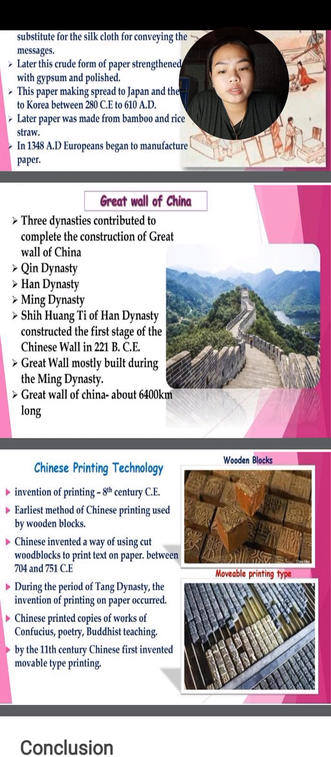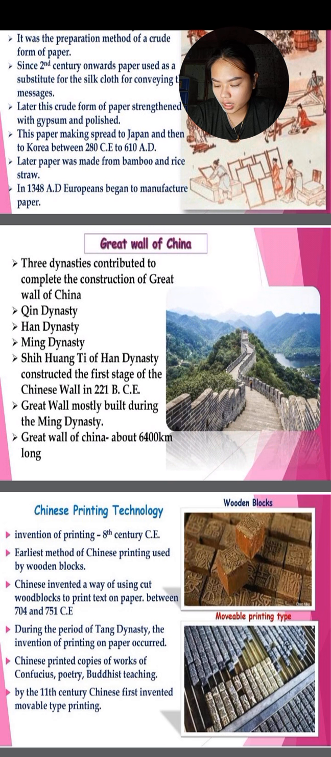So during the period of the Tang Dynasty, the invention of printing on paper occurred. The Chinese printed copies of works of Confucius, poetry, and Buddhist teaching. By the 11th century, the Chinese first invented movable type printing. So, many dynasties and scholars from ancient China contributed to the development of the printing press.